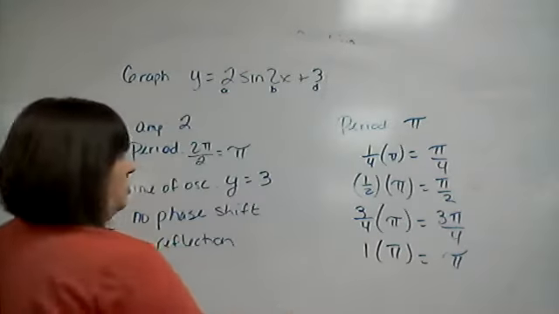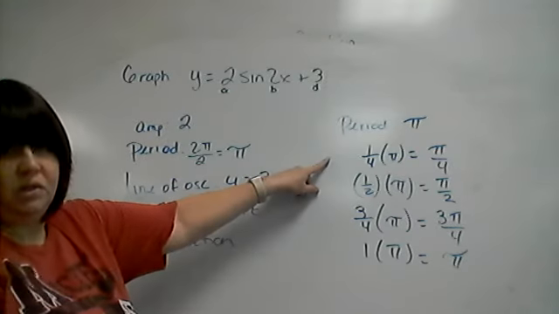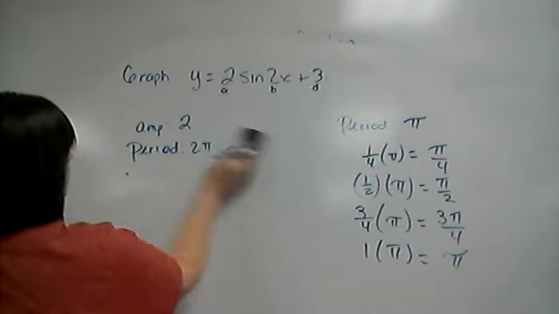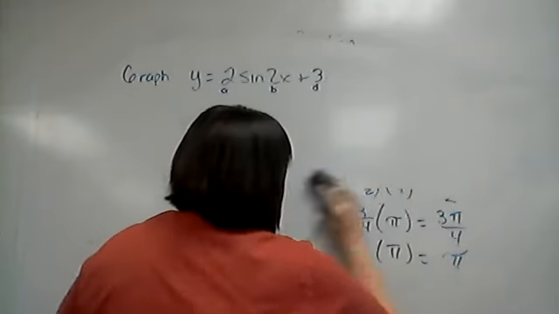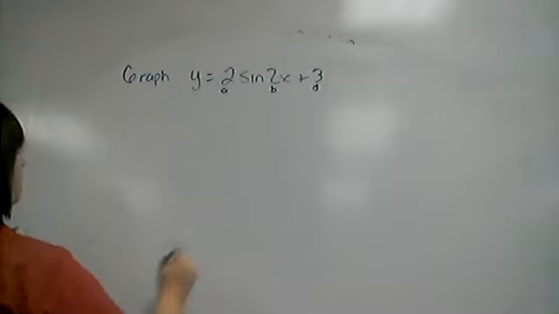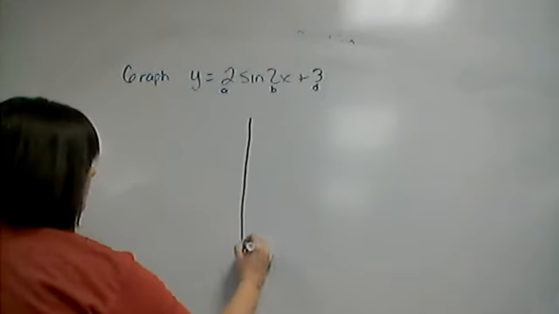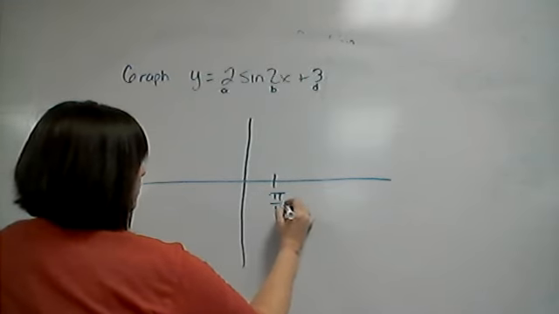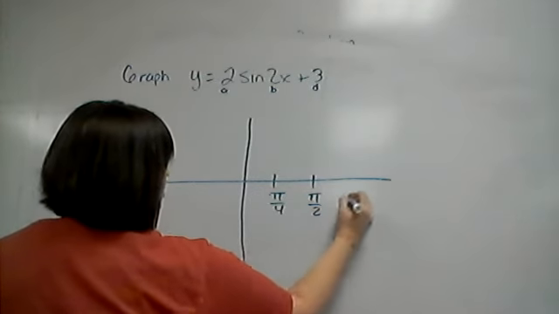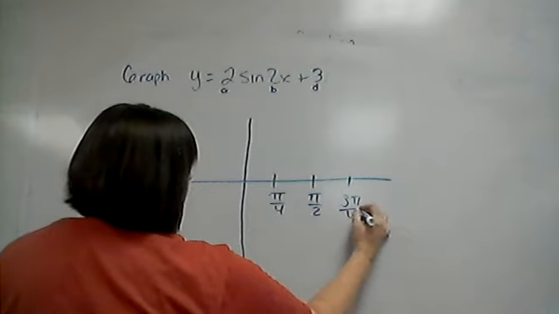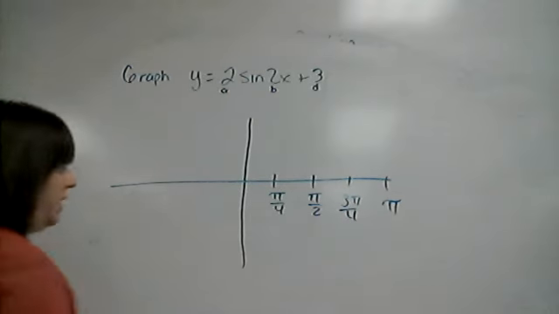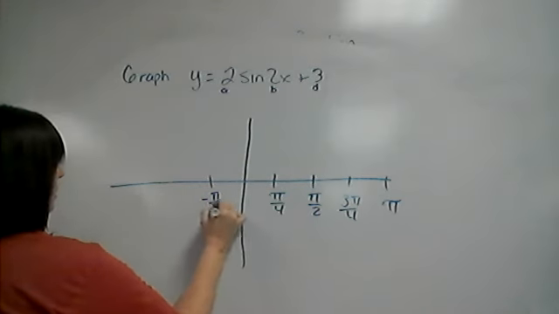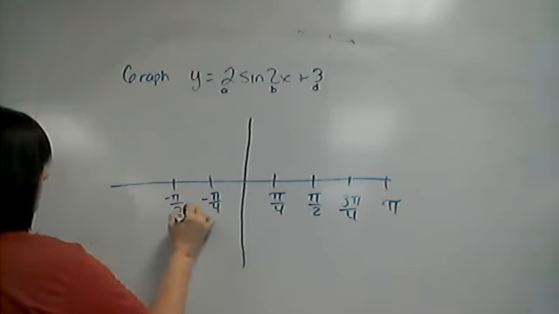So this is how I'm going to write down my quadrants. We're going to graph one negative and one positive period. So we're only going to graph a snapshot of this graph, just a small piece. So pi over 4, pi over 2, 3 pi over 4, and pi. So that's our positive period. Then we're going to come over here and graph our negative period.